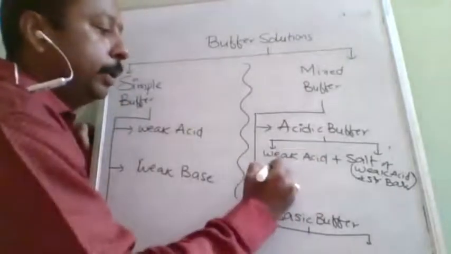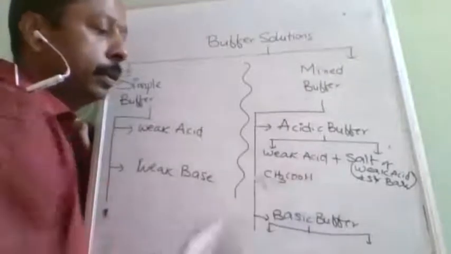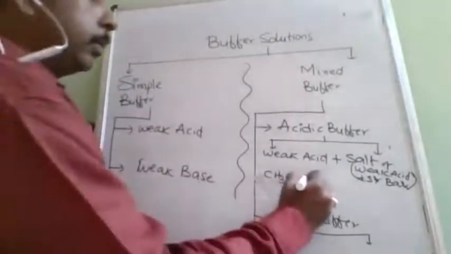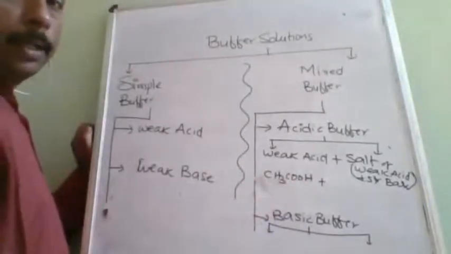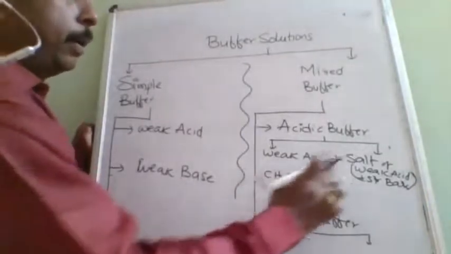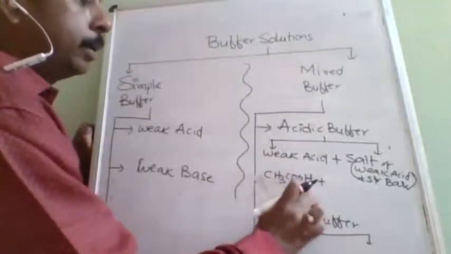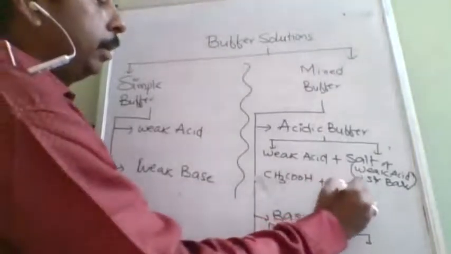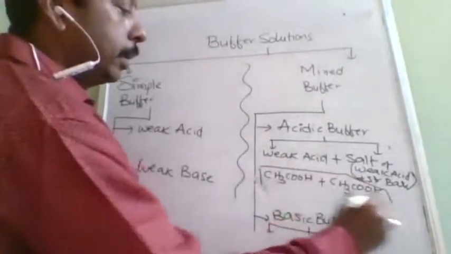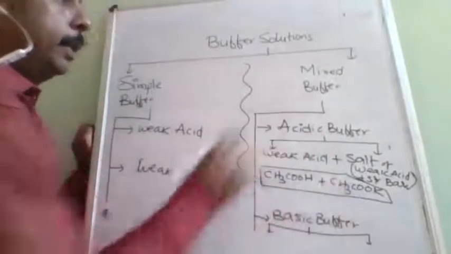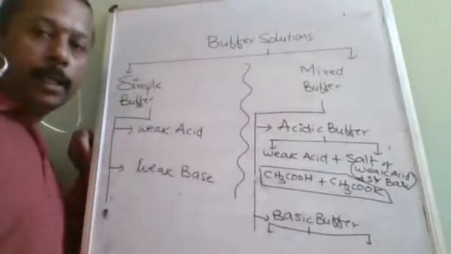So this example I will give you. CH3COOH is the weak acid. Now the salt which I am going to produce is from the same acid, but the base I should use should be strong enough. So when I add a base like KOH, the salt CH3COOK will be formed. This mixture is an example of acidic buffer.